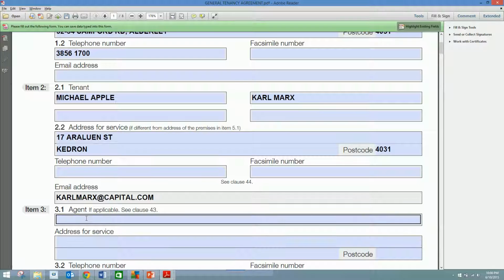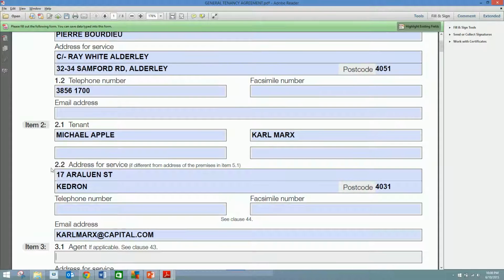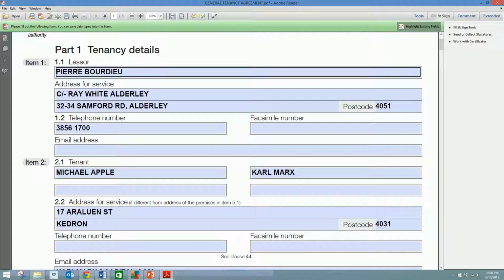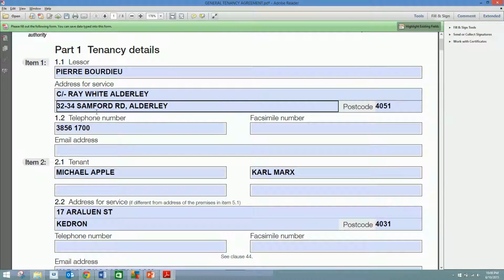Okay, 3.1, the details of the agent. So what you might find is up in this top part, sometimes the lessor might put their own address, so Pierre might put his own address, but often the landlord wants to keep their own address private, so that's why they use the address of the real estate agent.